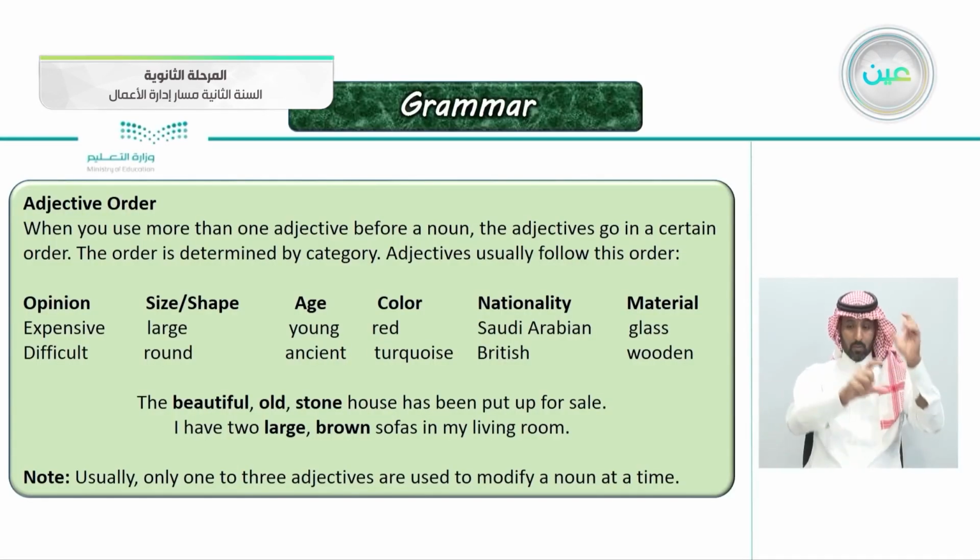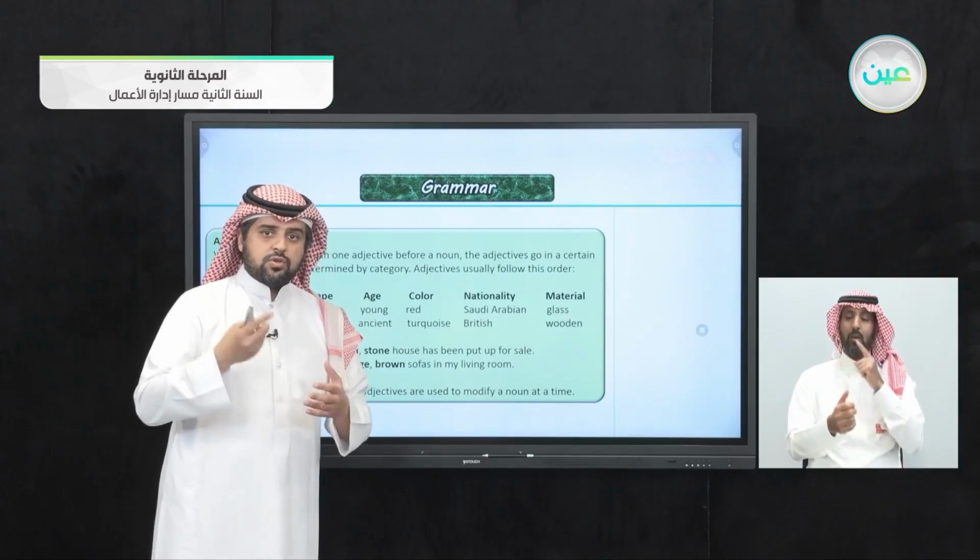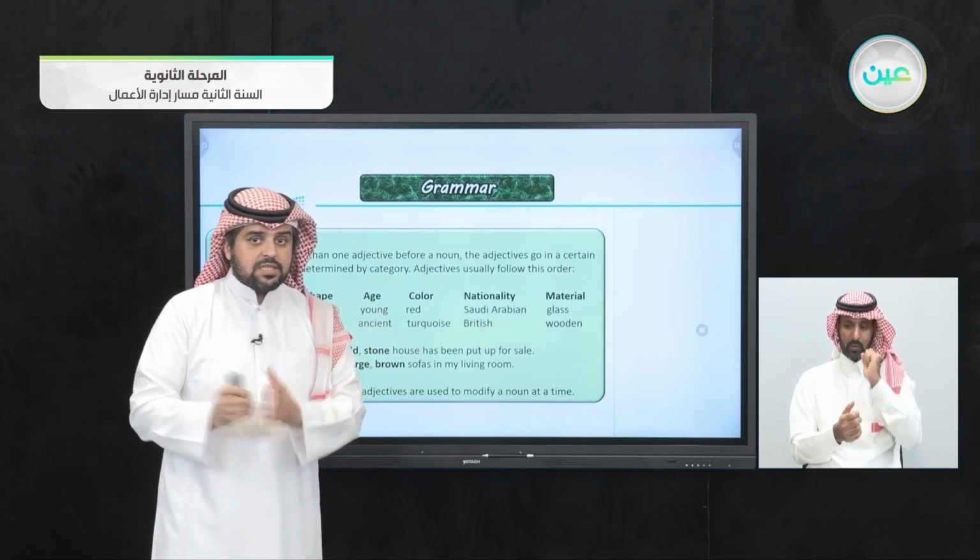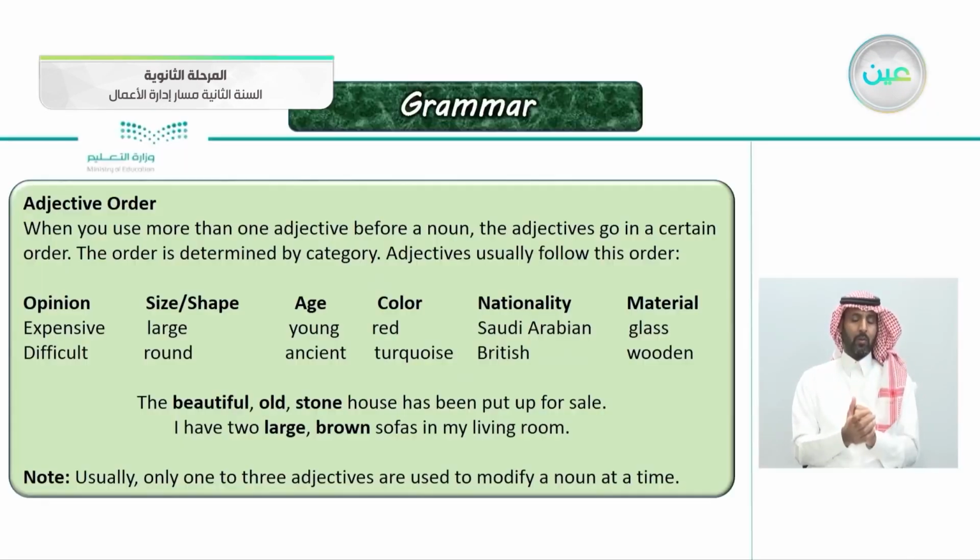Let's read it together. When you use more than one adjective before a noun, the adjectives go in a certain order. So when we want to describe a thing using more than one adjective, maybe two or three adjectives, there's a specific order for them. Again, when you use more than one adjective before a noun, the adjectives go in a certain order. The order is determined by category. Adjectives usually follow this order: opinion, size or shape, age, color, nationality, and material.